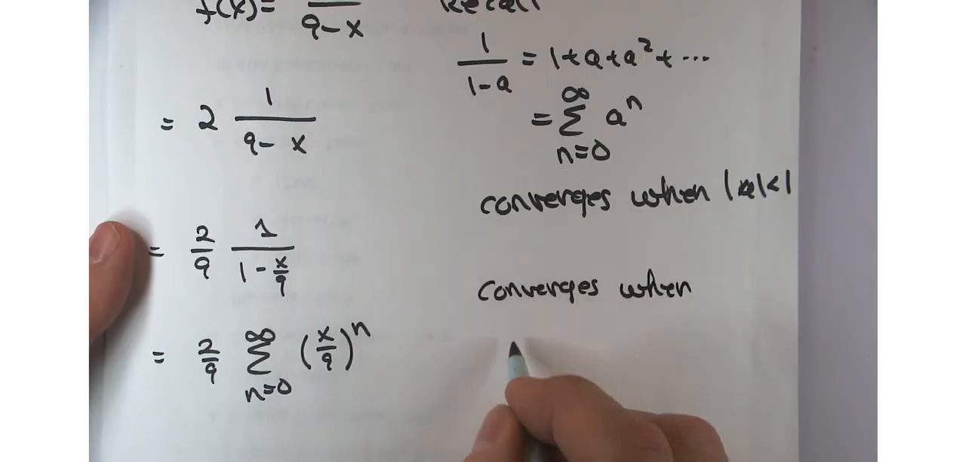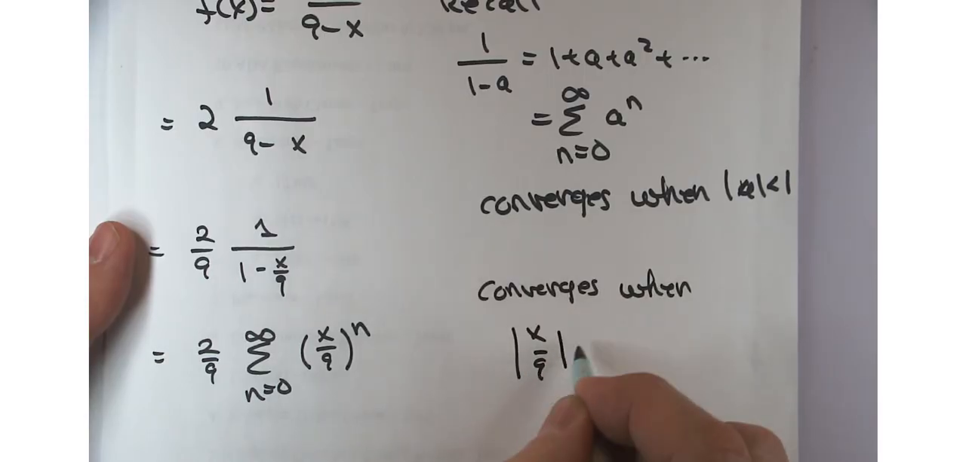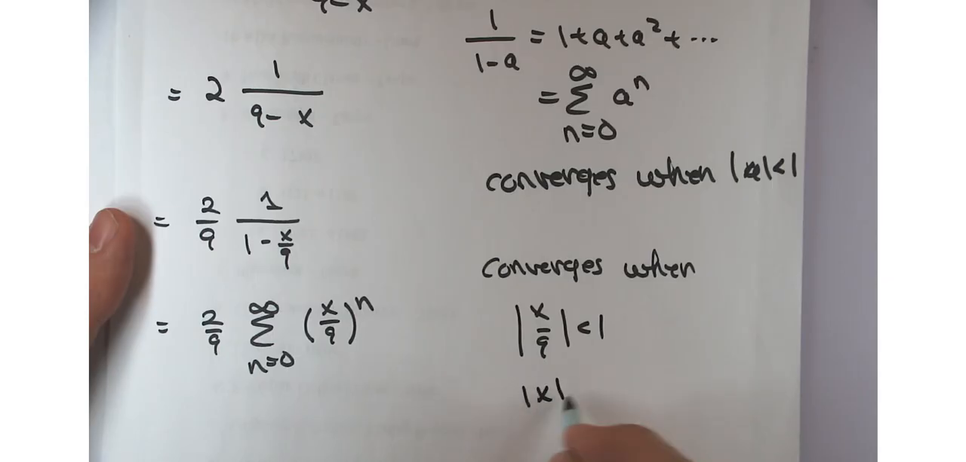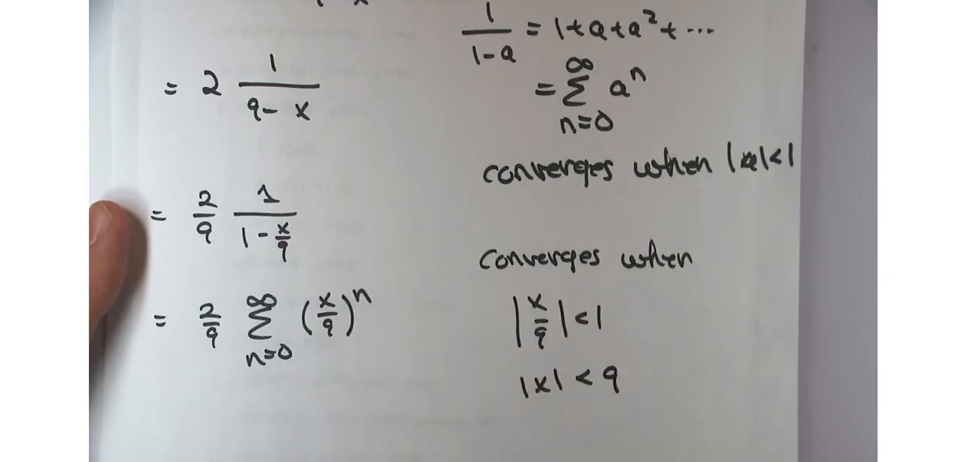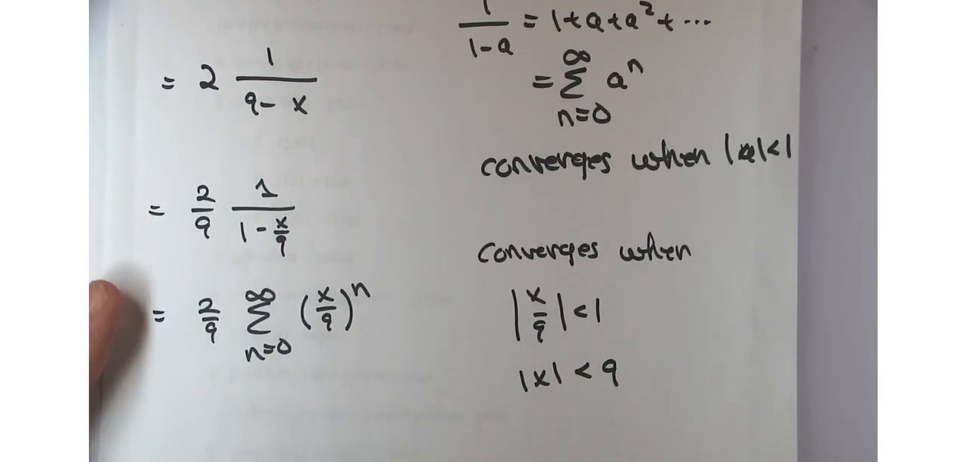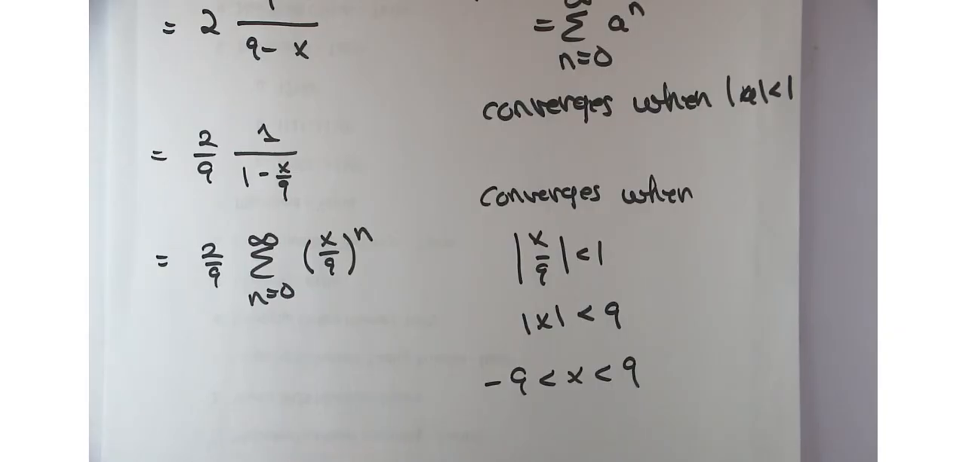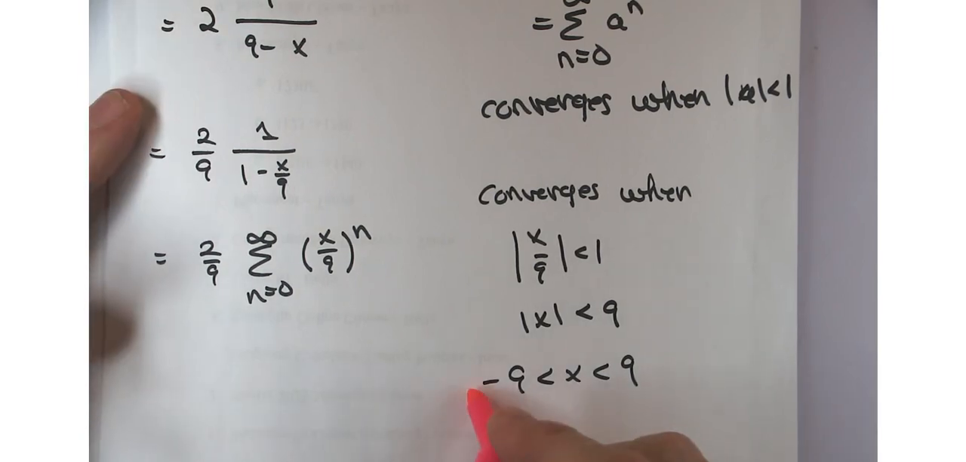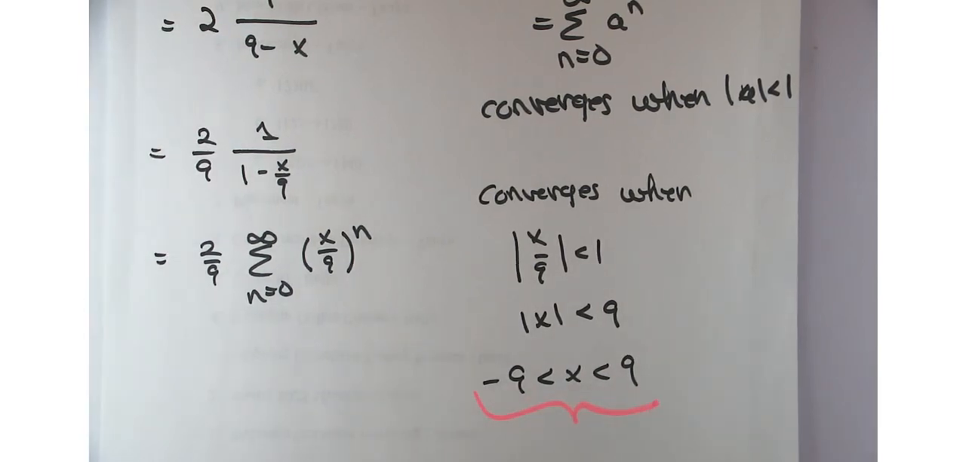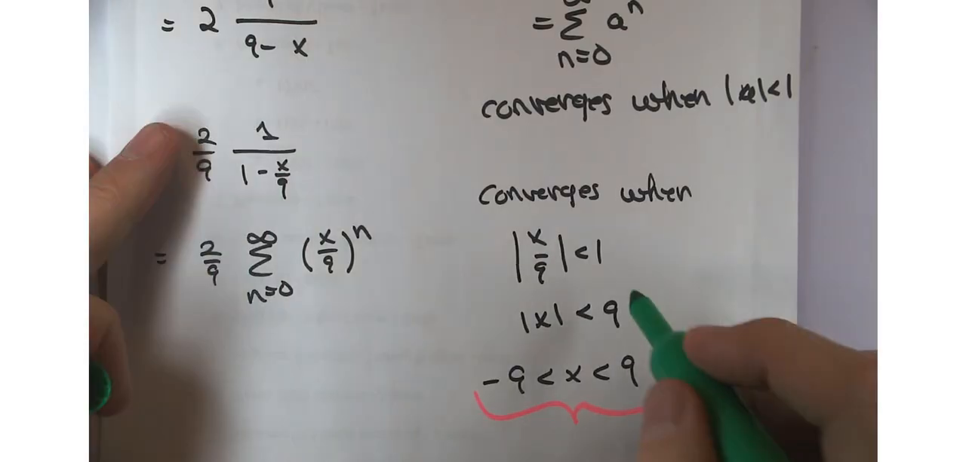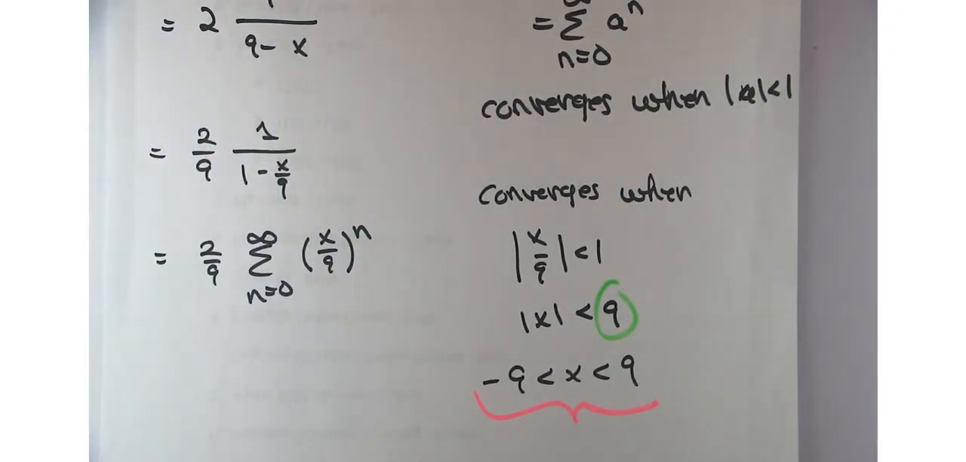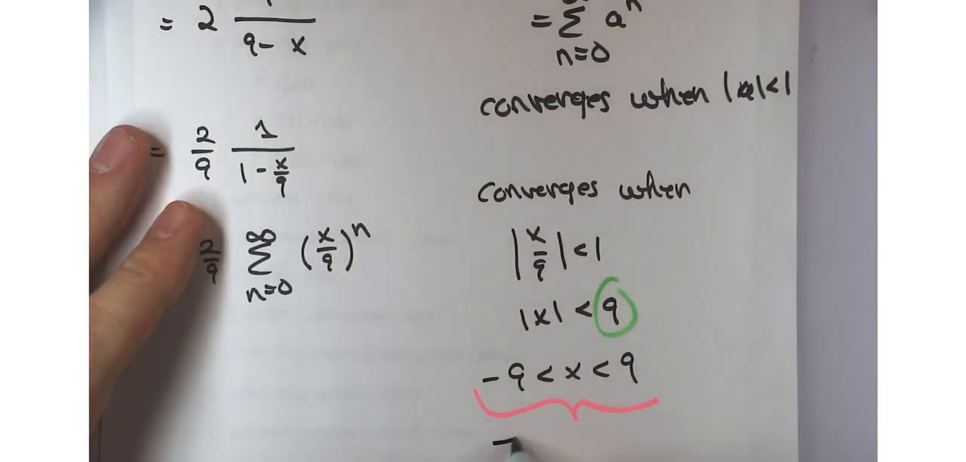when the absolute value of x over 9 is less than 1, which is the absolute value of x less than 9, just multiplying both sides by 9. And that happens when x is between -9 and 9. That's your interval of convergence. Can anyone tell me the radius of convergence? Yeah, it's also 9. So you've got your interval of convergence and radius of convergence.